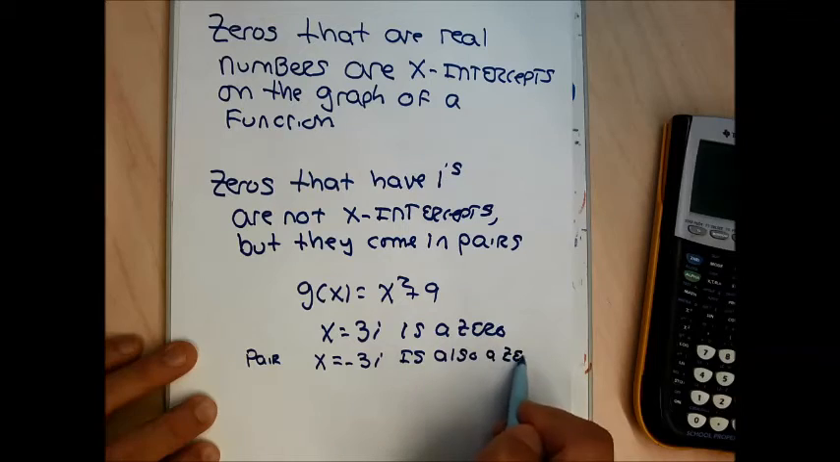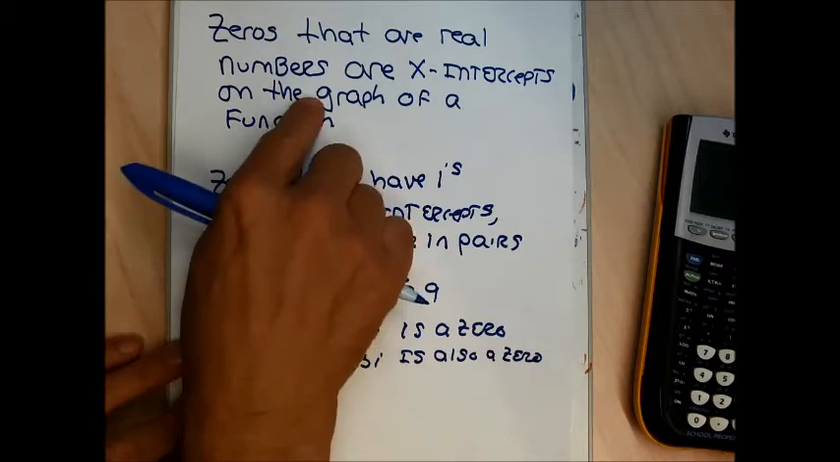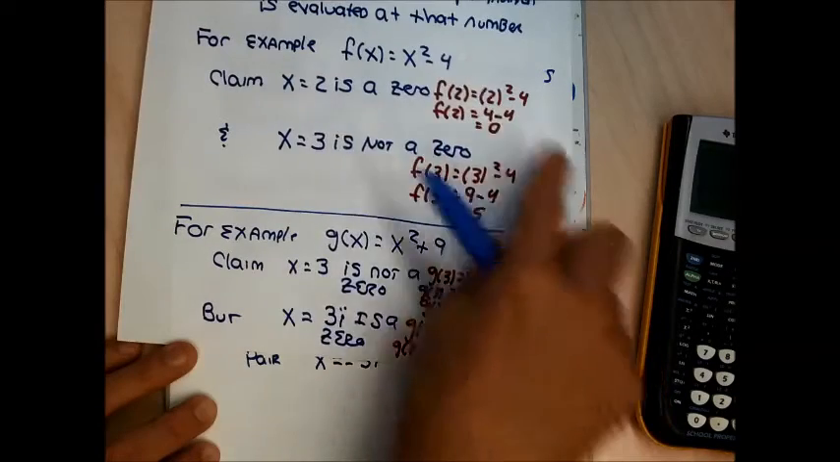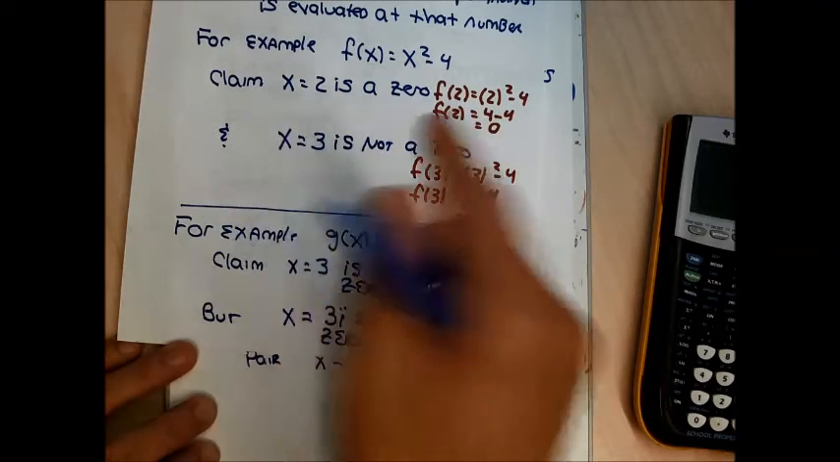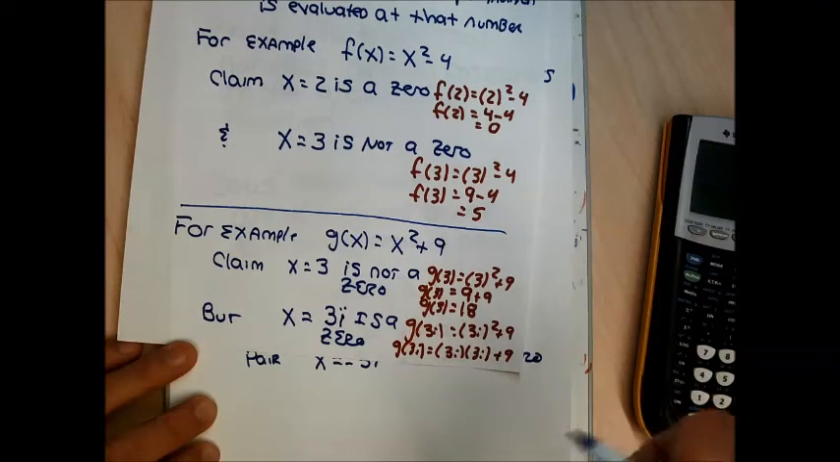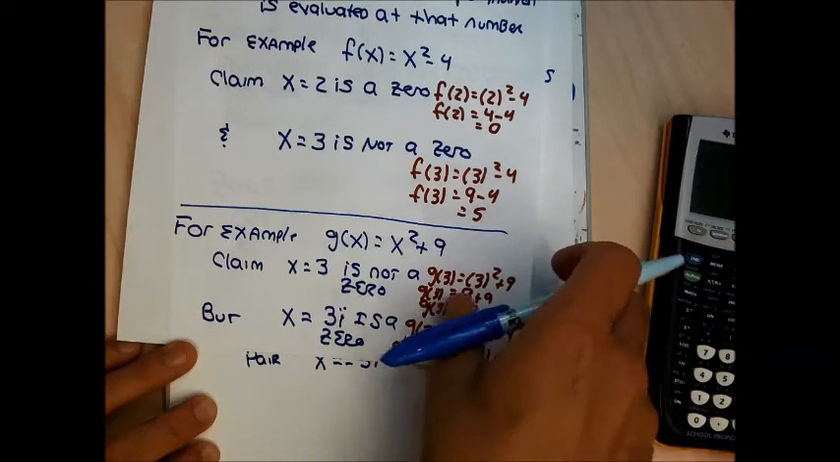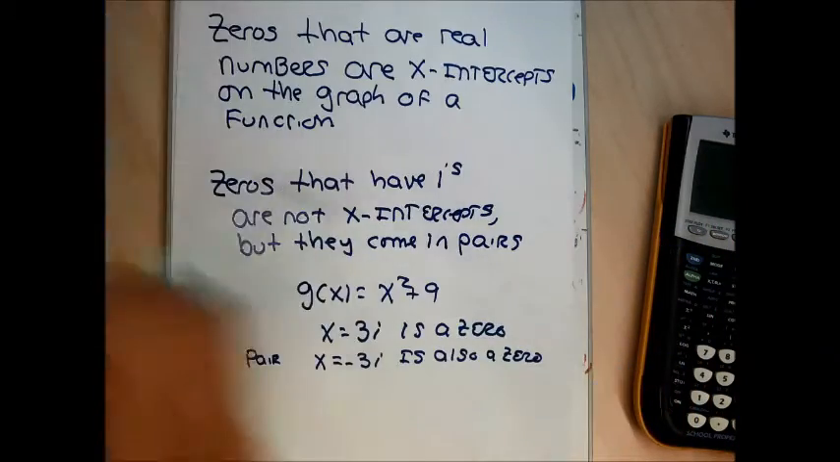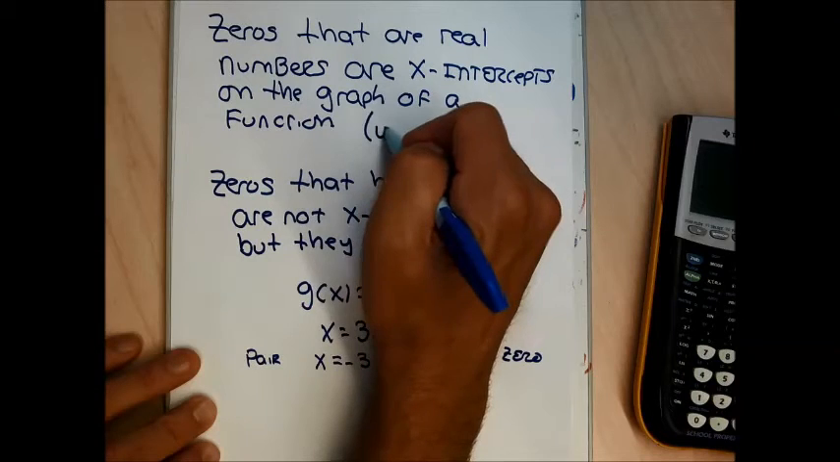Real zeros don't come in pairs. The fact that x equals 2 was an x-intercept for this didn't guarantee me that x equal negative 2 would be an x-intercept. It could happen, but it doesn't have to happen. Real zeros don't come in pairs, usually. So these usually don't come in pairs.